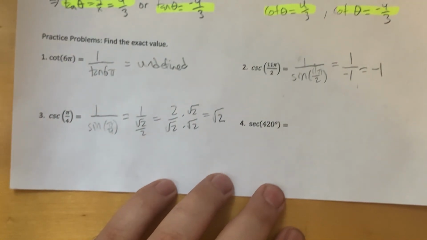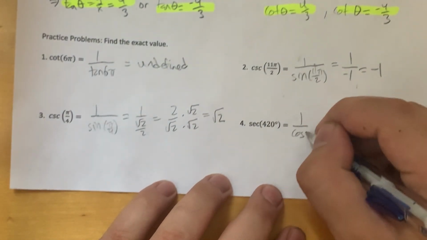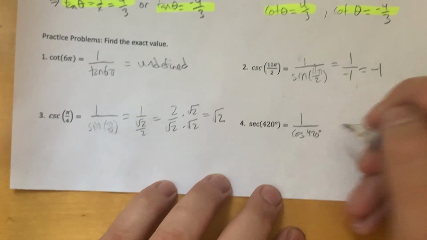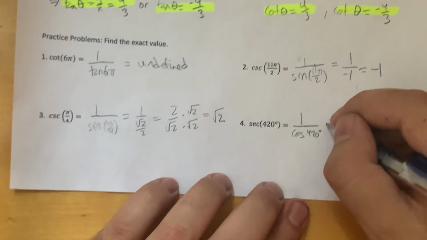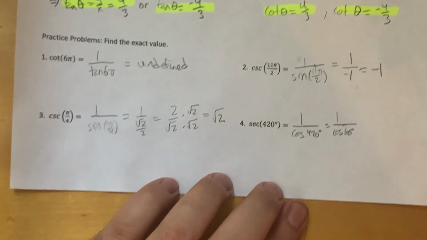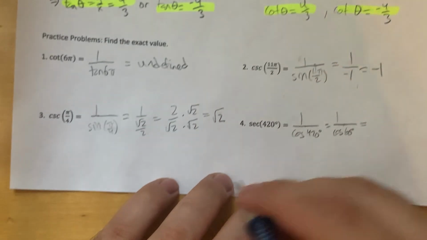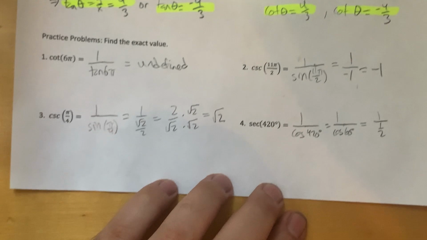Secant 420 degrees equals 1 over cosine of 420 degrees. So, I can also rewrite it in terms of another coterminal angle, which equals 1 over cosine of 60 degrees, right? So, if it's 1 over cosine of 60 degrees, that equals 1 over 1/2. Remember the unit circle. Remember that.